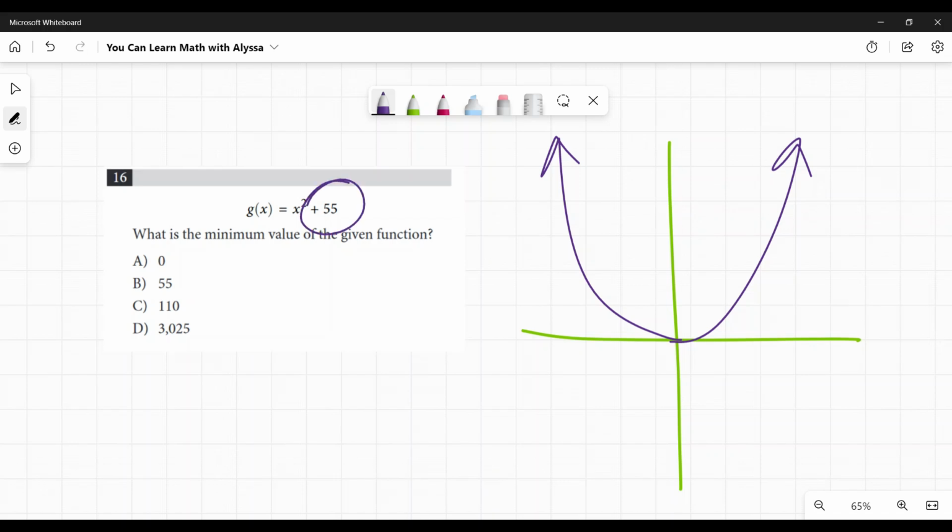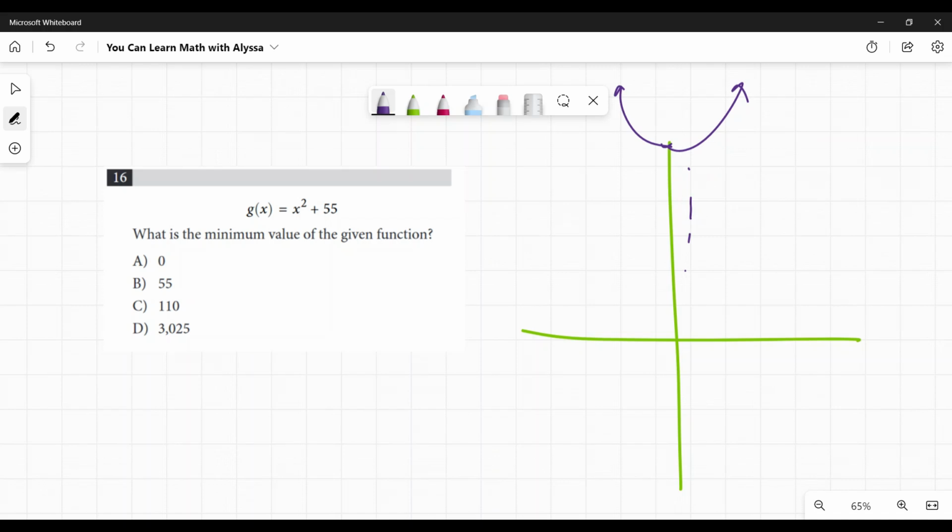If you have a number that's outside the x squared for a function, a plain constant number, it's going to move this function up or down on the y-axis, and it is direct. So a positive 55 is going to move it up 55. So this is going to be way, way up here, somewhere up here, and this is going to be 0, 55. And that is still going to be the minimum of this function.